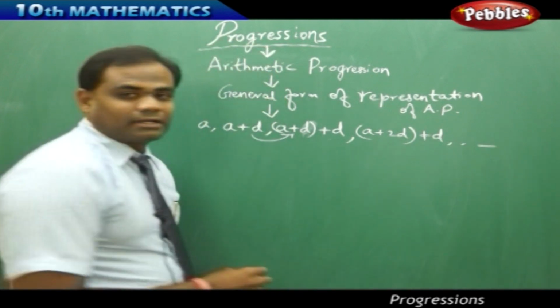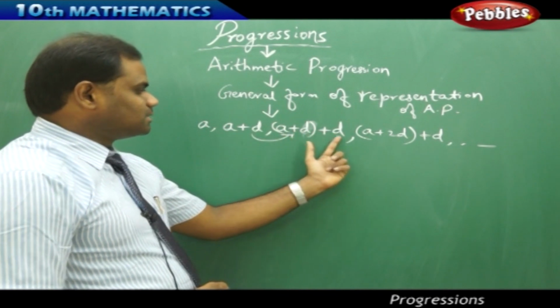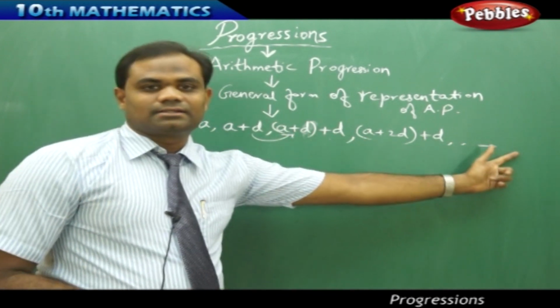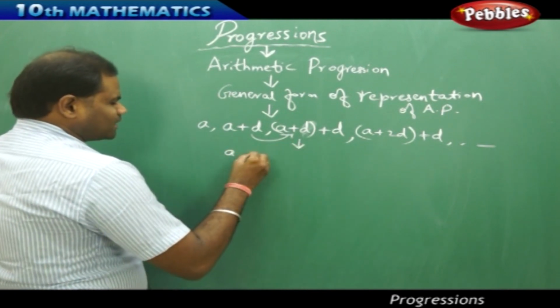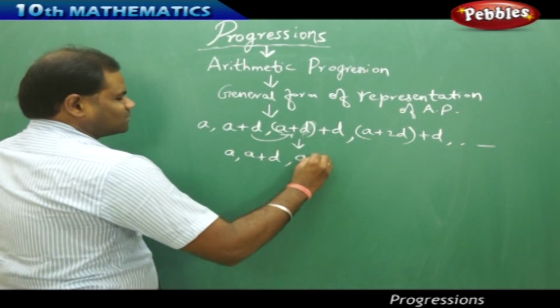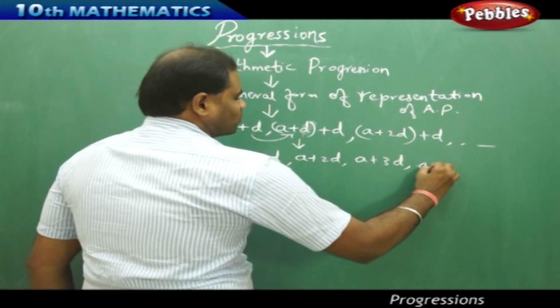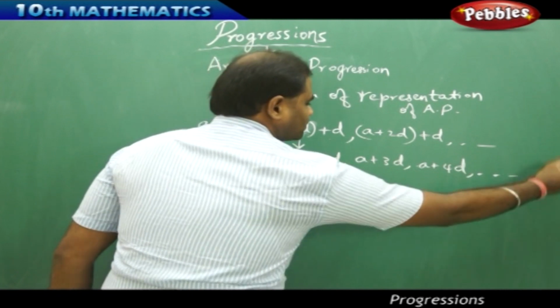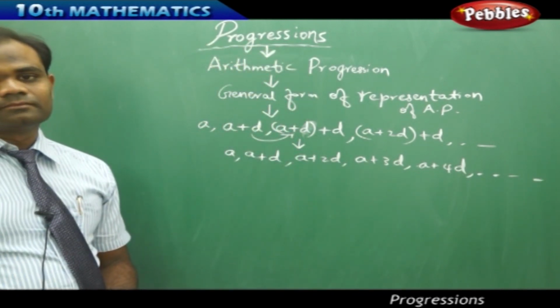and this becomes A plus 2D plus D, is how I get the pattern. Because every time I add D to the previous term, because A plus D plus D is A plus 2D, and I get like this. So that this on further modification gives me A plus D, A plus 2D, A plus 3D, A plus 4D, and so on and so forth, is how we get the pattern.